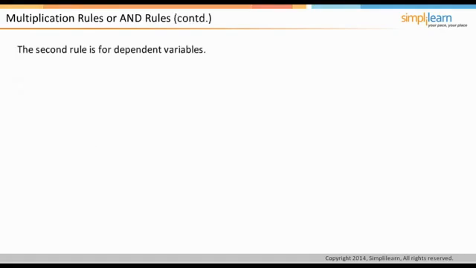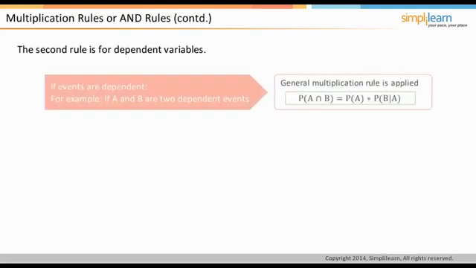We will continue the discussion on multiplication rules in this screen. The multiplication rule for non-independent or conditional events, which is also the general multiplication rule, is as follows. If A and B are two events, then the probability of A and B is equal to the product of probability of A and the probability of B given A.